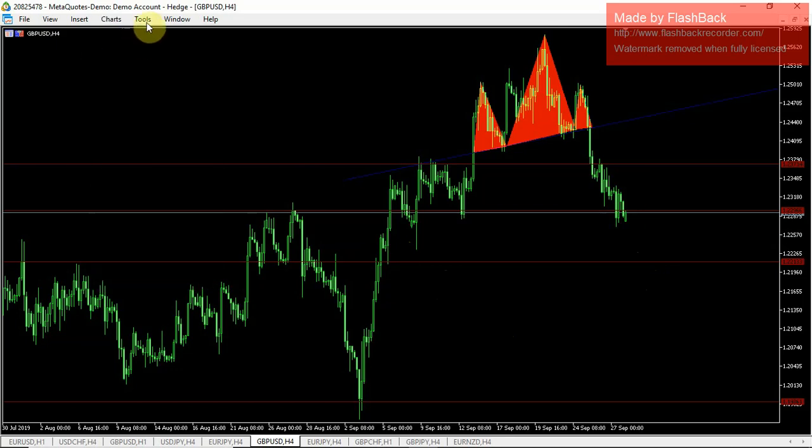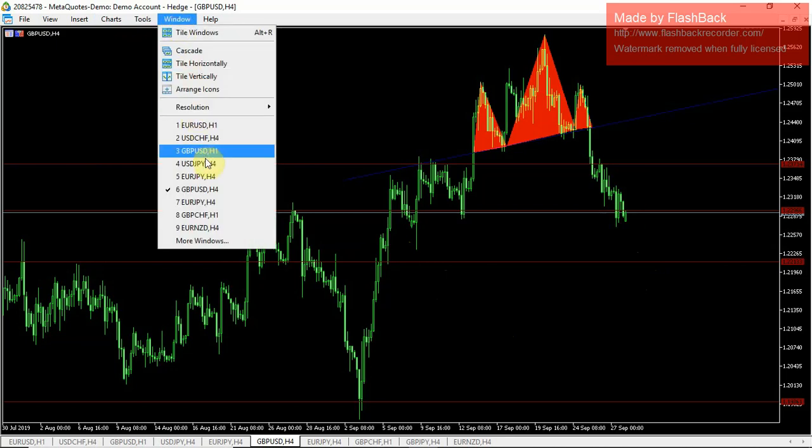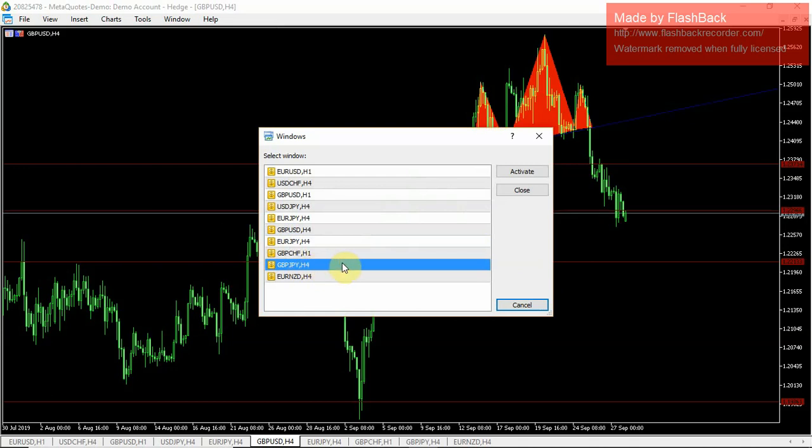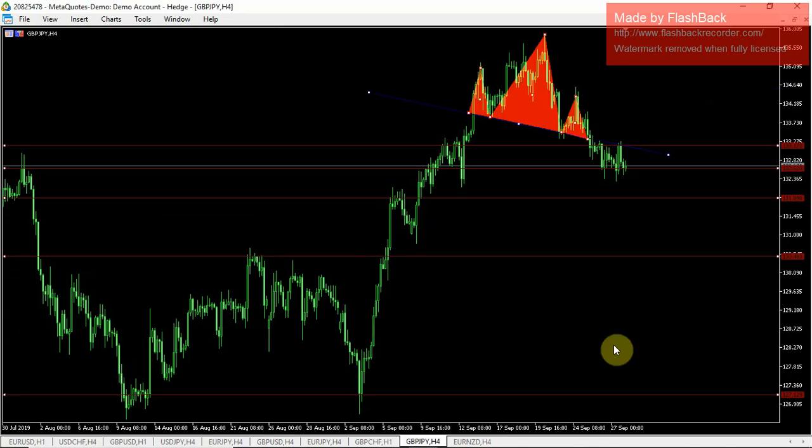the other pair that we are looking at this week is GBP/JPY. Okay, and then interestingly, what we have on GBP/JPY is a similar market structure, a similar price action structure, as you can see. This one was more appealing to me.